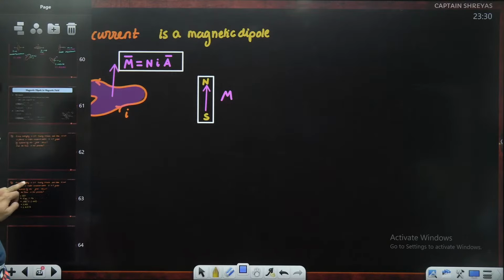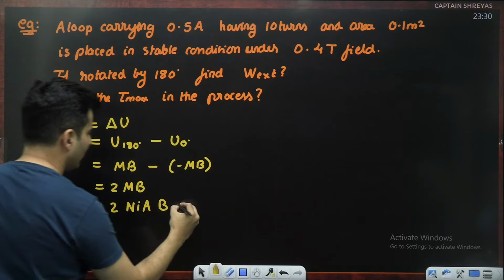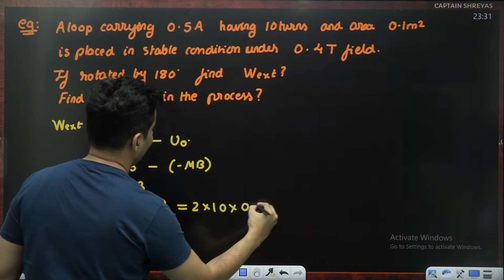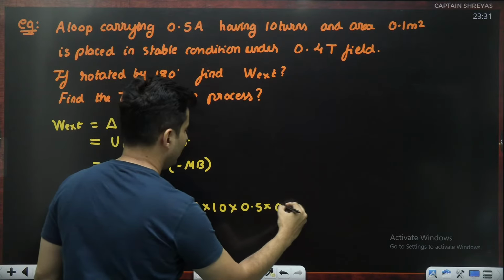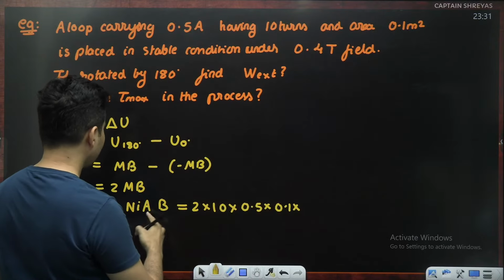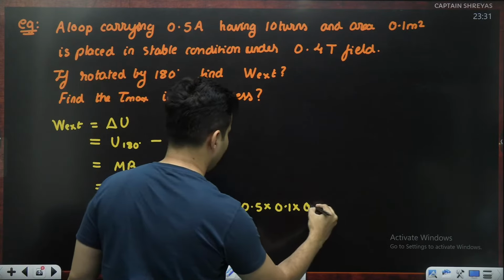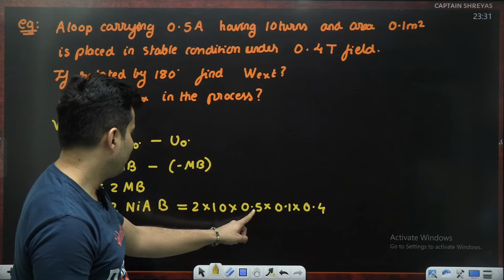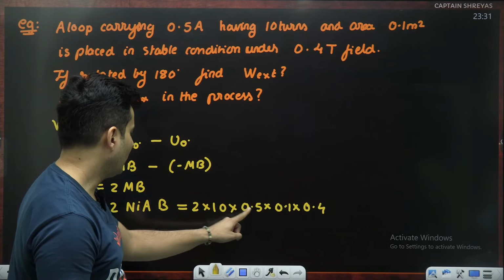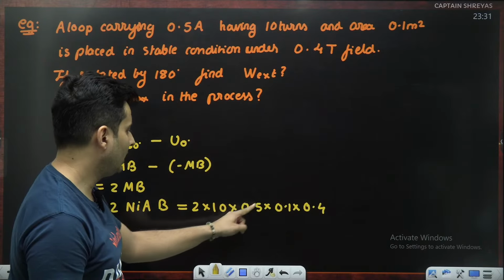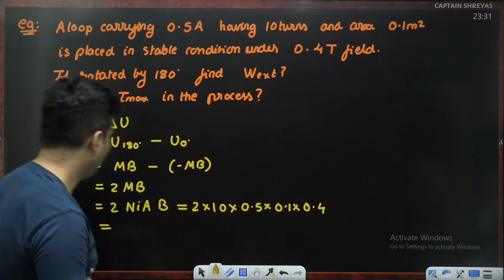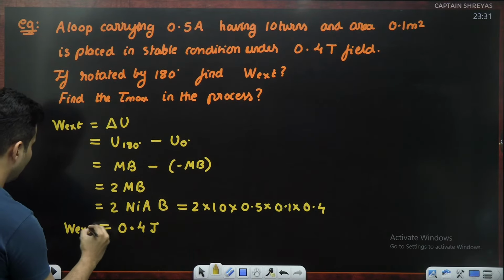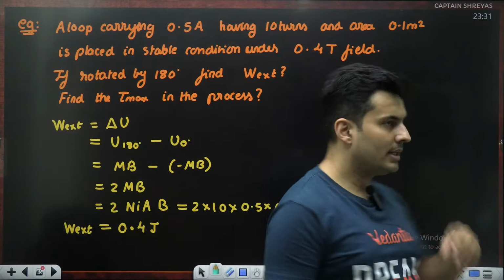So NIA. Great, I now know everything over here. 2 times number of turns 10, current 0.5, area 0.1, into B. Where B is 0.4. So what will this become? 10 into 0.5 will make it 5. 5 into 2 will make it 10. 10 into 0.1 will make it 1. 1 into 0.4 will just make it 0.4. So the answer is 0.4 joules is the external work done. That's sorted. Let's go to the second part.